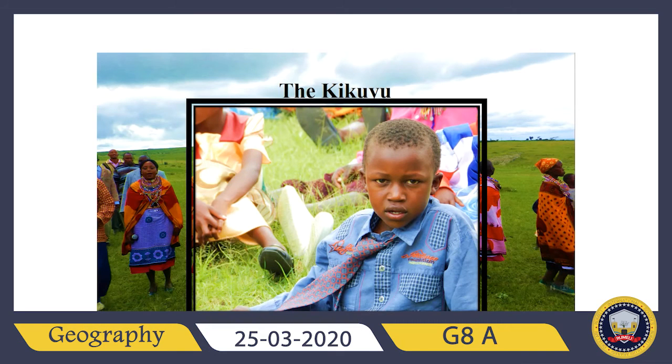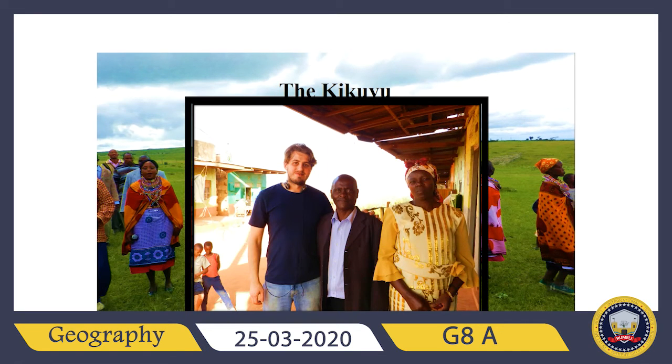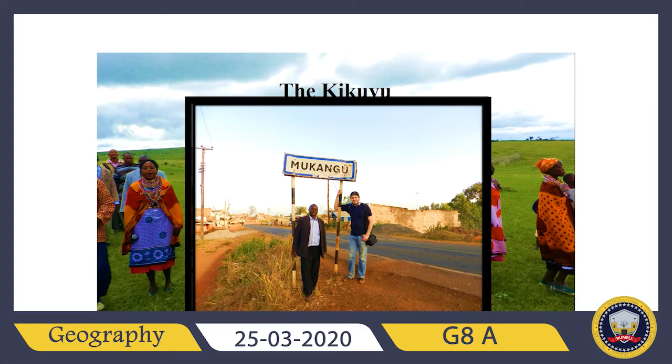So these are the photographs I took in Africa when I was there. These are Kikuyu people, and Mukangu is one of the villages, 2,000 meters high in the mountains. People live there, these Kikuyu people. Now you can read more about them, as I said, on pages 434, 435.